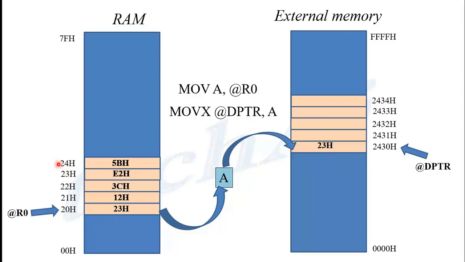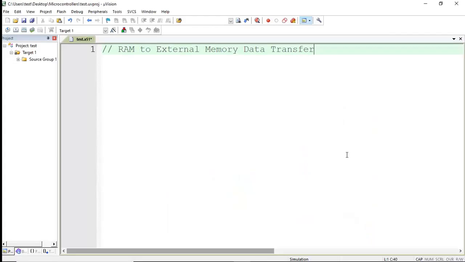But we have to repeat the same operations for the remaining 4 data bytes. Hence, we have to take one counter which will give the information on how many data bytes we have to transfer from RAM memory to the external memory. Hence, we will take register R2 as a counter which will get decremented for every data byte transferred from RAM memory to the external memory. Let us write the program and observe the simulation output.